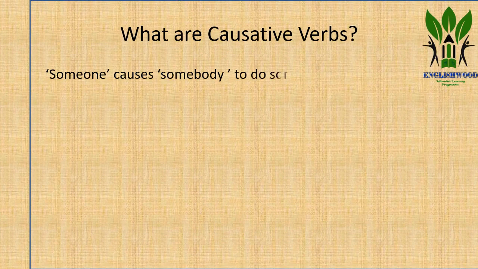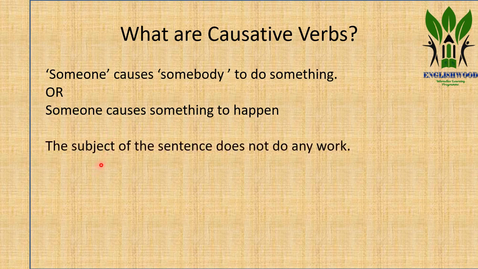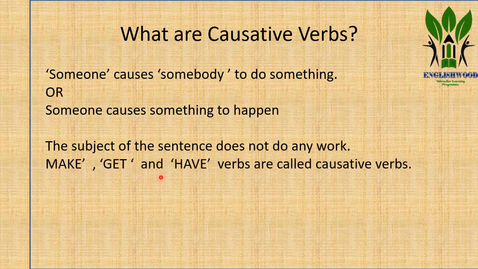Well, what are causatives? Causative verbs mean someone causes somebody to do something, or someone causes something to happen. So there are some verbs which cause somebody to do something or cause something to happen. They are known as causative verbs, or they make somebody do something. They don't do it themselves. For example, the subject of the sentence does not do any work, right? Make, get, and have are called causative verbs.